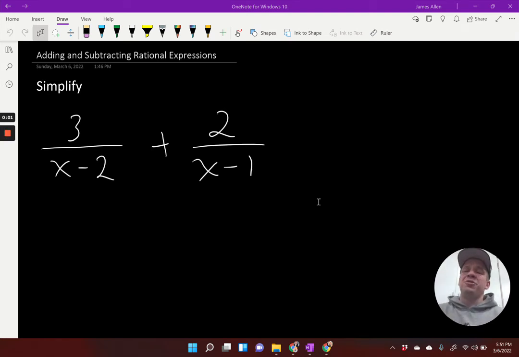Man, it's time to add and subtract rational expressions, still with the 97 Bowls championship hat with the tags on it.